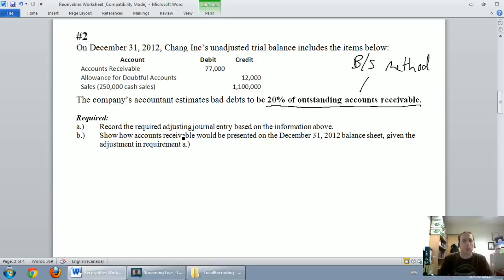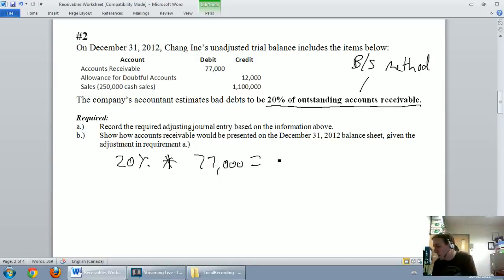Okay, let's do our adjusting journal entry. Well, again, if they give you this number, 20% of outstanding accounts receivable, we should figure out what that is. 20% times our accounts receivable, 77,000, is 15,400.